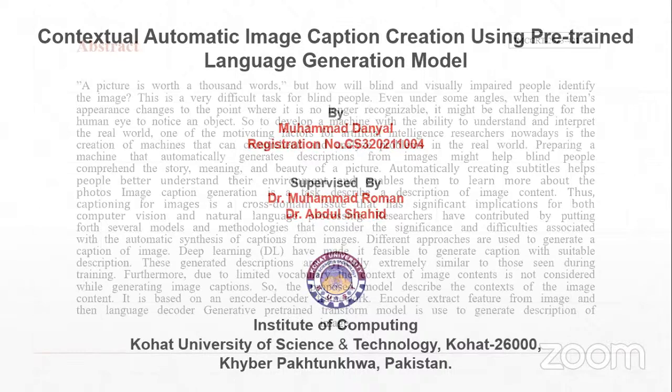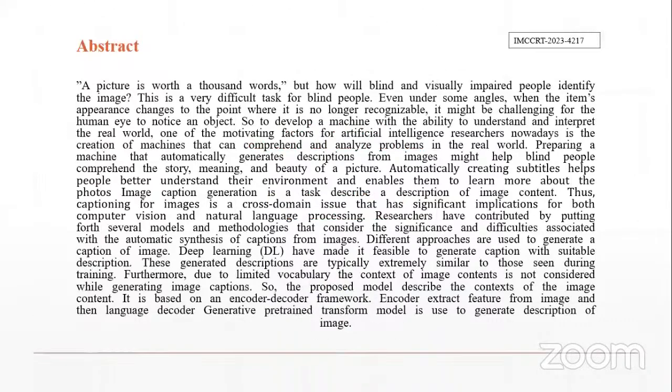First of all, in the abstract: a picture is worth a thousand words, but how will blind and visually impaired people identify the image? This is a difficult task for blind people, even under some angles, when the item's appearance changes from one point to another to the point where it is no longer recognizable. It might be challenging even for the human eye to recognize an object.